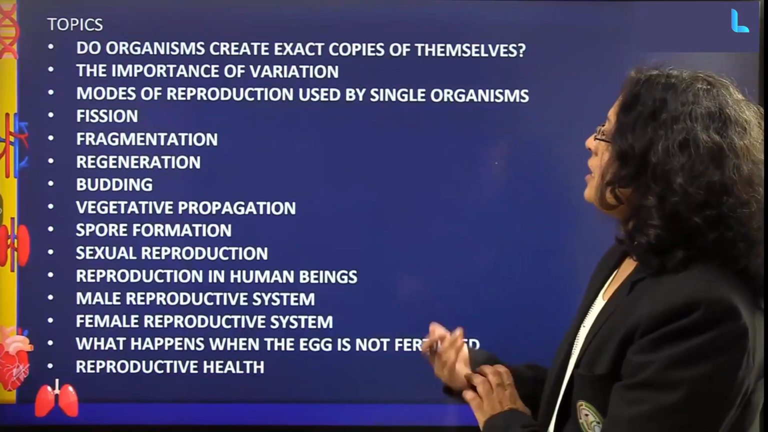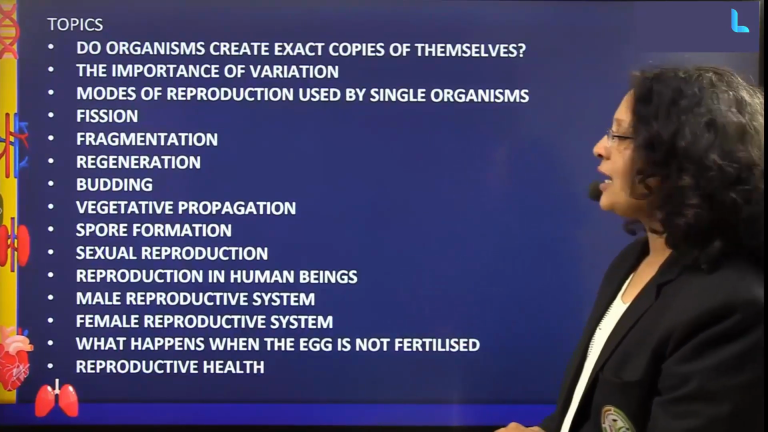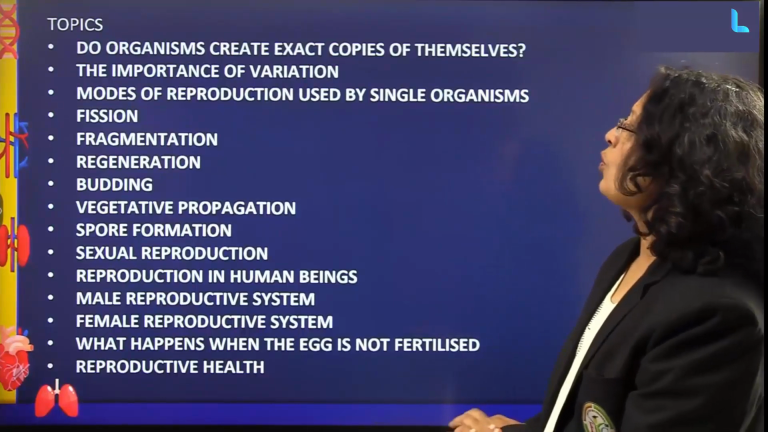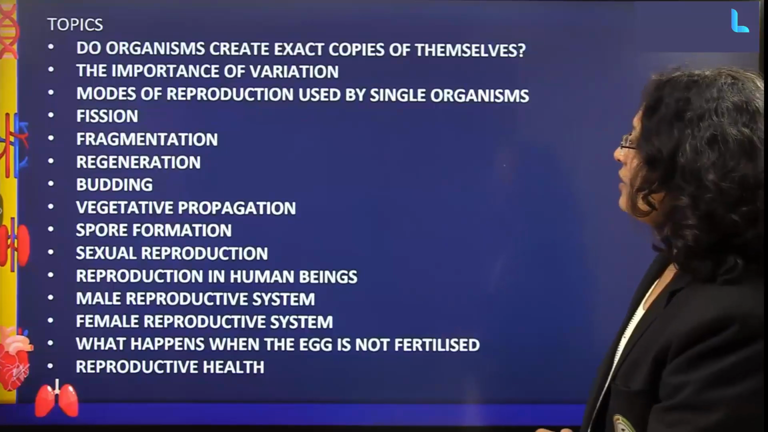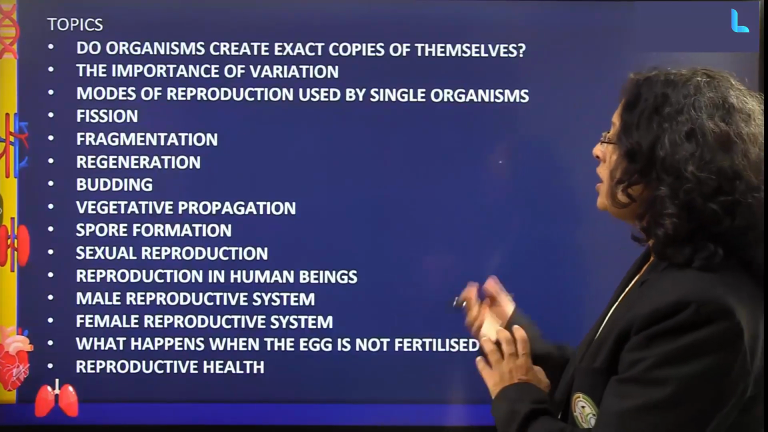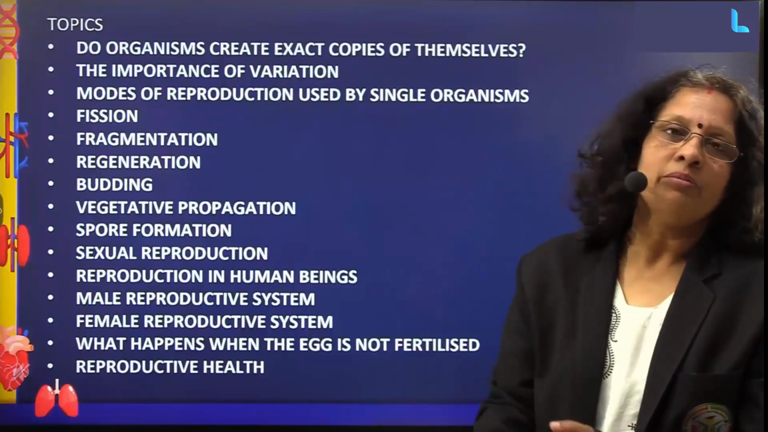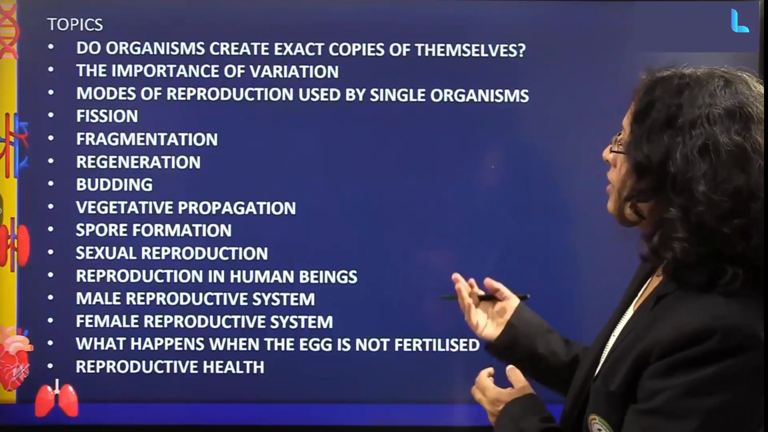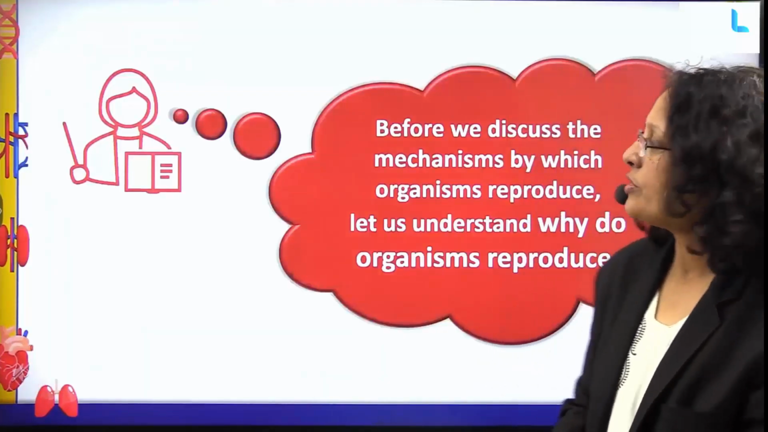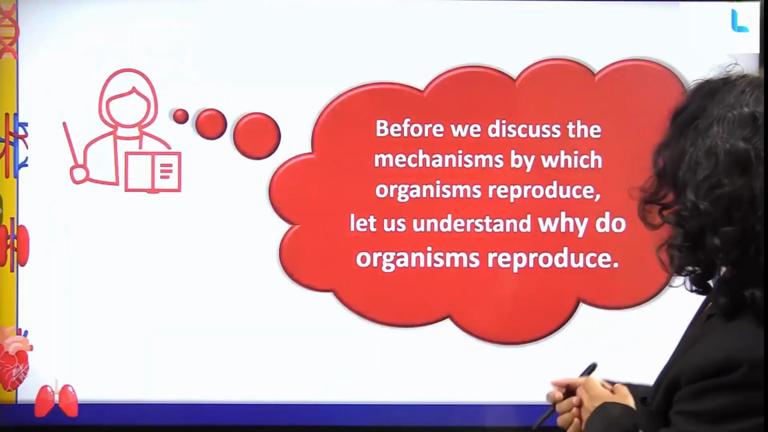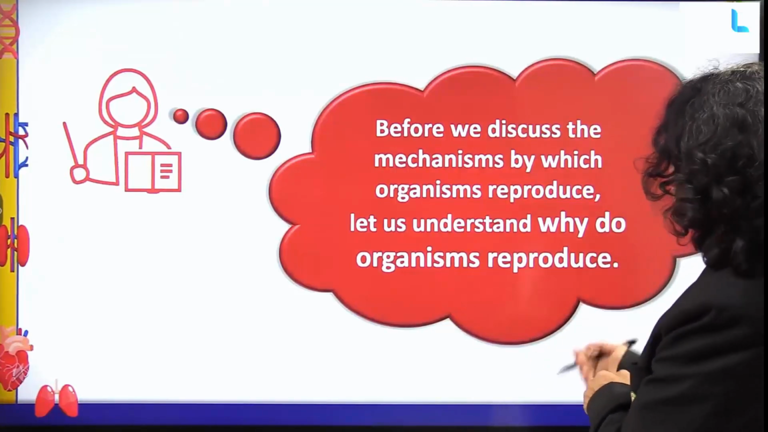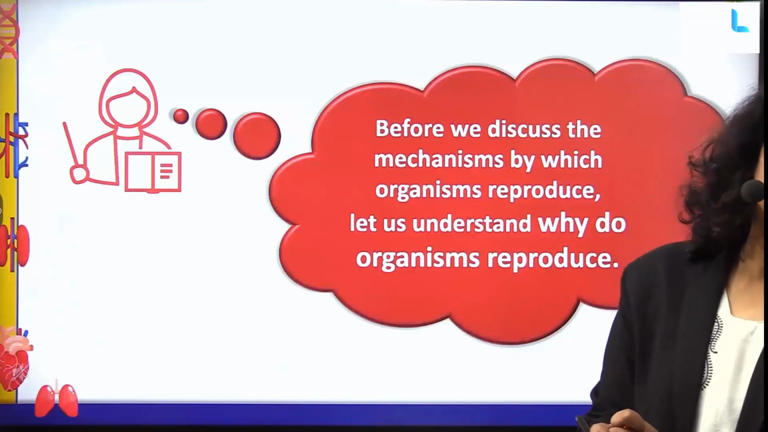First we will see how organisms create exact copies of themselves, how it is possible, and what the importance of this variation is. There are different methods: amoeba reproduces by fission, regeneration is done by lizards and others, and in budding, hydra has small buds that grow as a new generation. Before we discuss the mechanism by which organisms reproduce, let us understand why organisms reproduce.